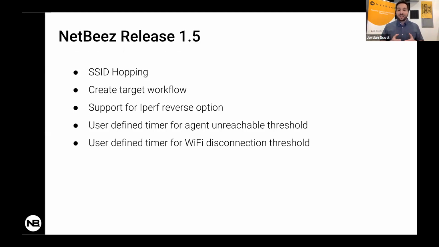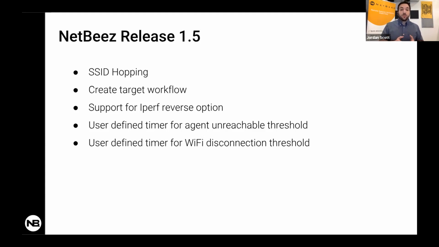So to review the new features within 1.5, as we mentioned numerous times, we have implemented SSID hopping, which we'll get into a little bit later. We've also implemented a new create target workflow. With this, it simplifies the way that users create new targets to monitor different applications. In the new version, we break it down step by step, so you're able to easily understand what you need to do, as well as where you can customize these tests to best support your network.